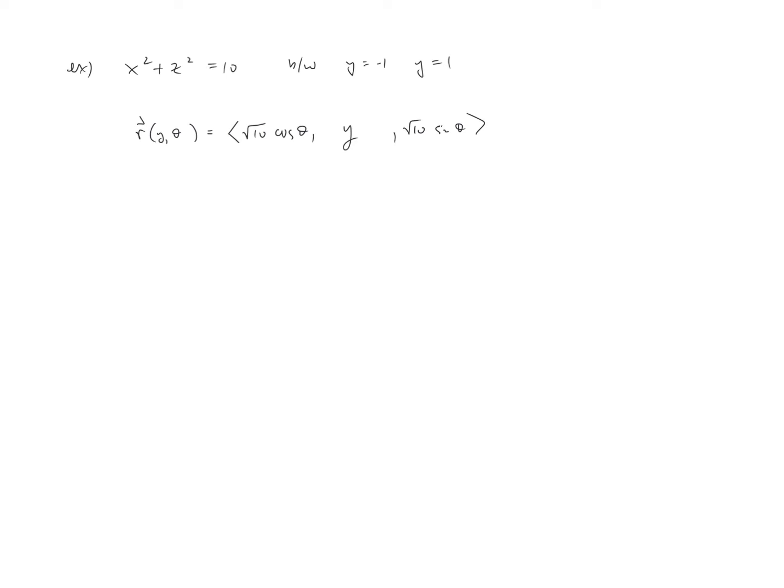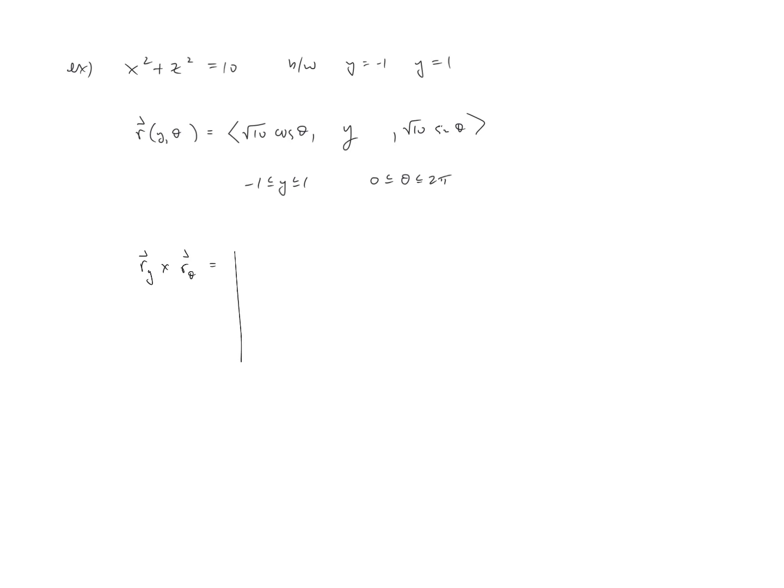We know that y is going to be bounded between -1 and 1 from the given information, and we also know that theta is going to be bounded between 0 and 2 pi, as it would be for a surface like this, given this parameterization. All right, so for the next part, we'll go ahead now and compute r sub y cross r sub theta.